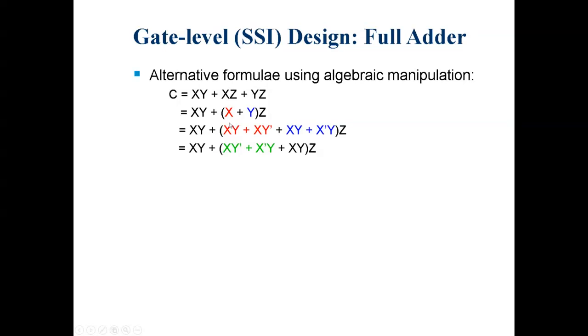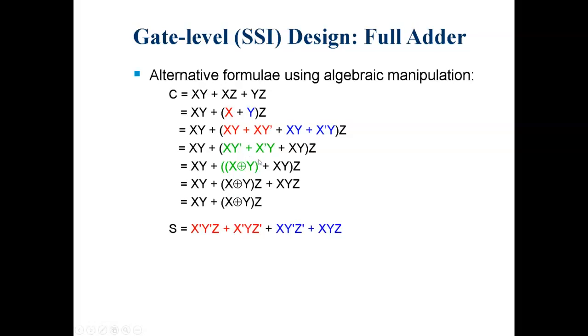So what is the common term here? The xy is the common term. So this is a plus a, and a plus a is a, so we are writing it only once. And then what is this x y bar plus x bar y? It is exclusive OR y. And then we further minimize this expression. In the final, we got xy plus x exclusive OR y. Can you see here?